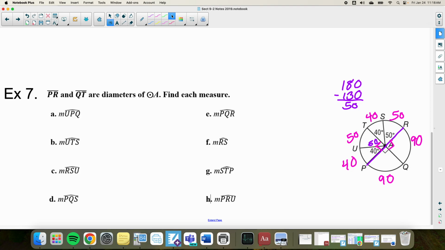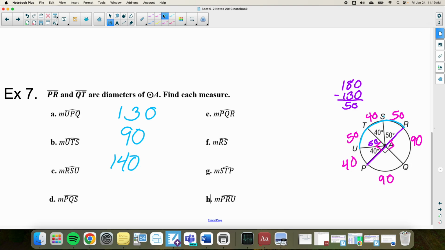The first question asks us to start at U, go through P to Q. Isn't that just 40 plus 90, which is 130? UTS. Start at U, go through T to S. That's 50 plus 40, which is 90. RSU. Start at R, go through S to U. So it's this. You're going to add 50 plus 40 plus 50, which is 140.